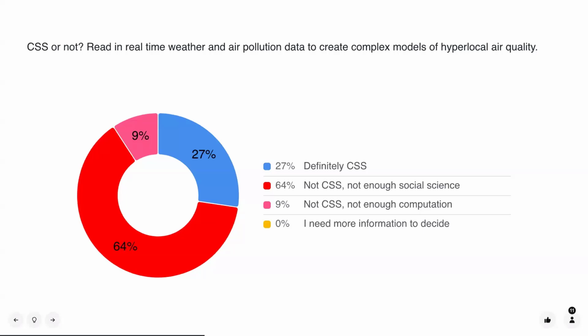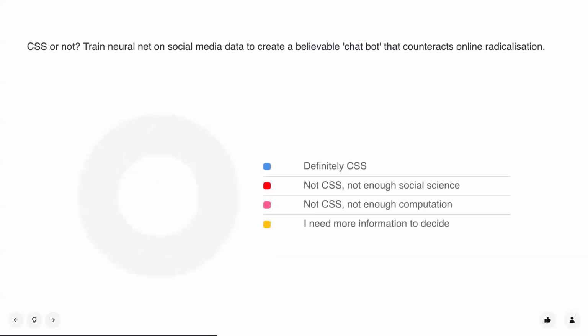Okay, so let's move on to our final question. So what we're looking at here is we're going to look to train a neural network on social media data. And our aim is to create a believable chatbot that counteracts online radicalization. So what do you think? Is this a computational social science project or not?